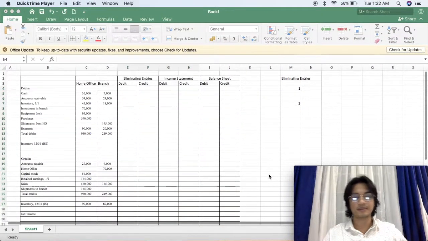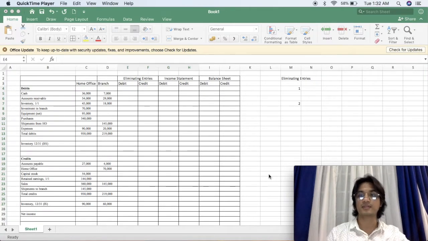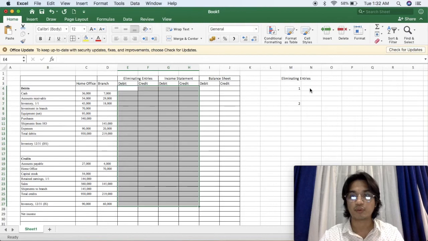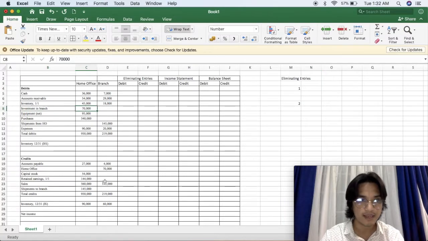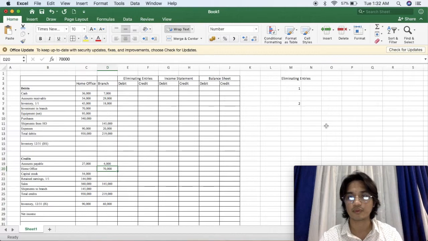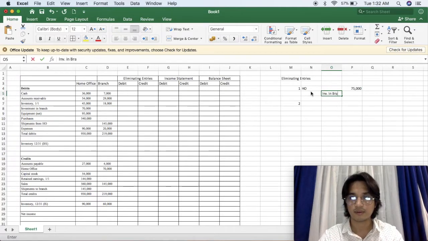Okay, so we are asked in requirement number 3 to prepare a combined working paper for the combined financial statement. So before we do that, we must have the eliminating entries. In eliminating entries, what we have to do is we just close or eliminate the reciprocal accounts. So here we have home office and investment in branch, both having equal balances of 70,000. So debit home office, which is a normal credit balance. In order to close it, you put it on the debit side. And then as for investment in branch, credit to close it, 75,000.